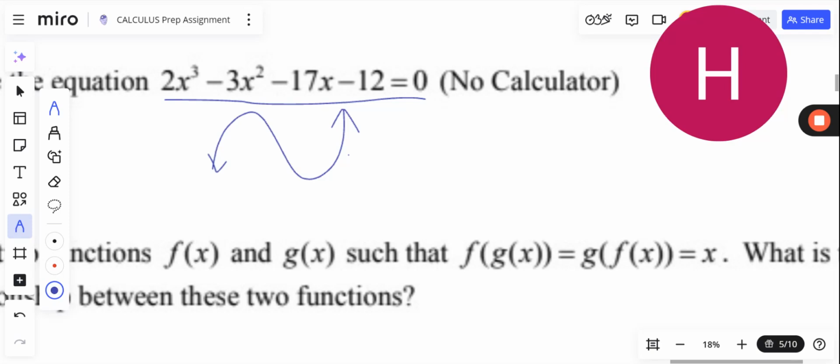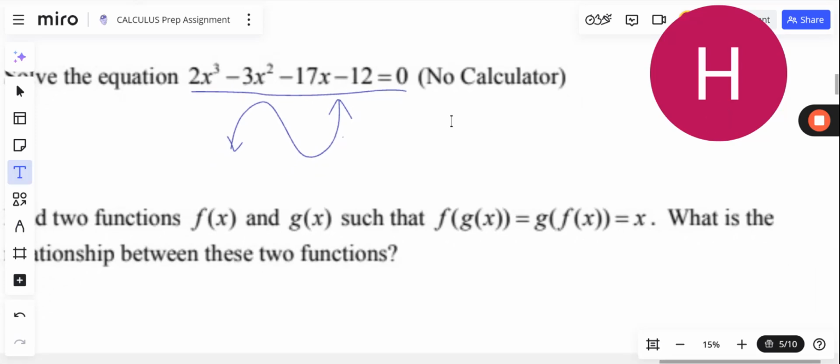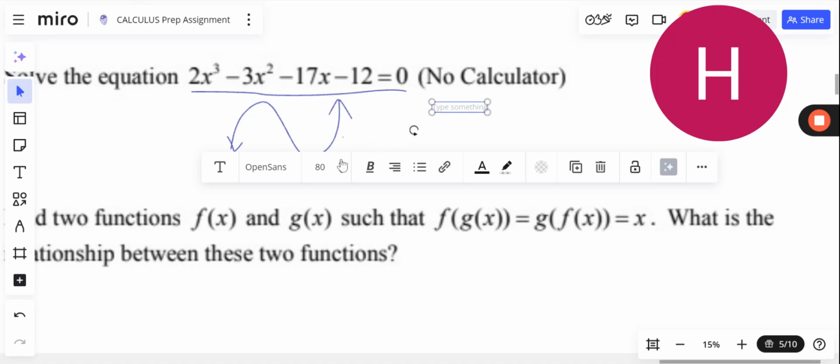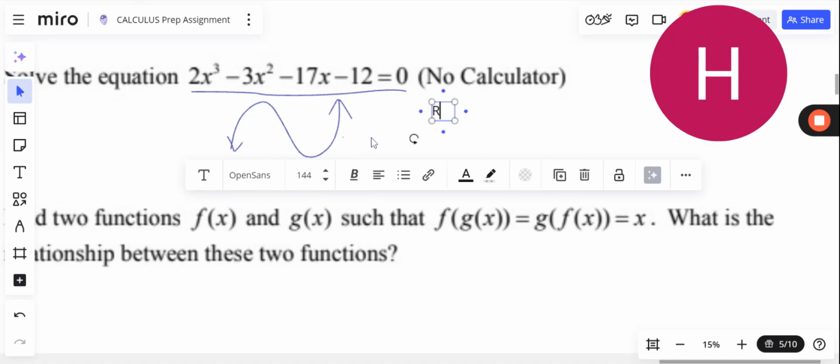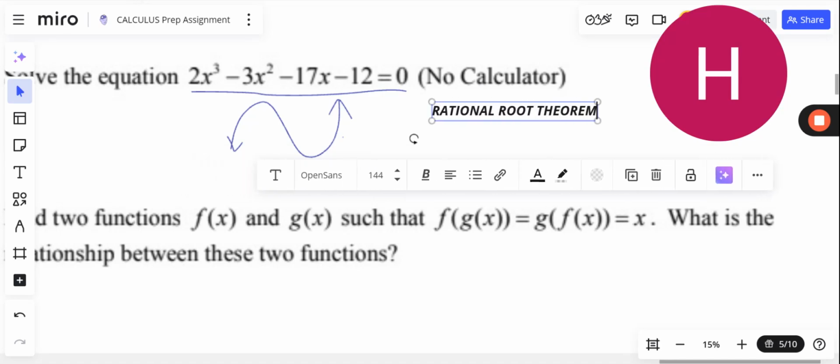So in this video, make sure you have your pen and paper. You won't need graph paper for this one. We're going to solve this using the rational root theorem. Let's align the text a little bit differently. So we're going to use the rational root theorem.